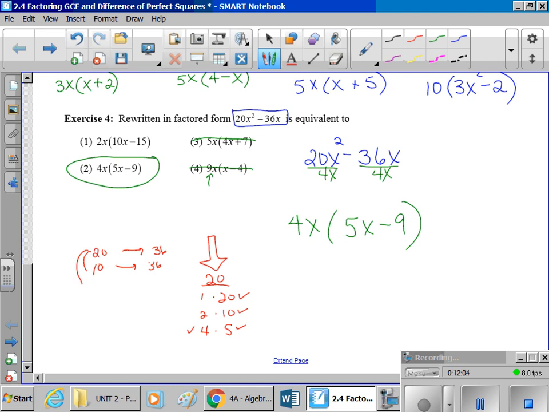All right, and again, if you need help doing that, use your calculator. It might take you an extra 30 seconds to do it, but then so what? It's only 30 seconds. All right, so let's move on to exercise 5.